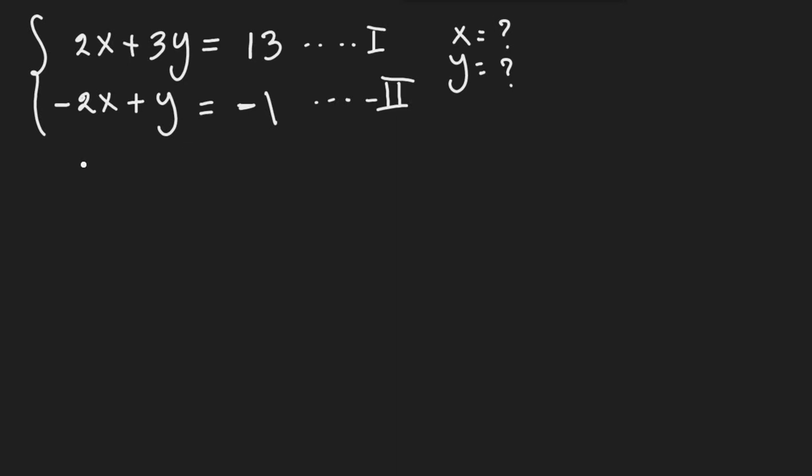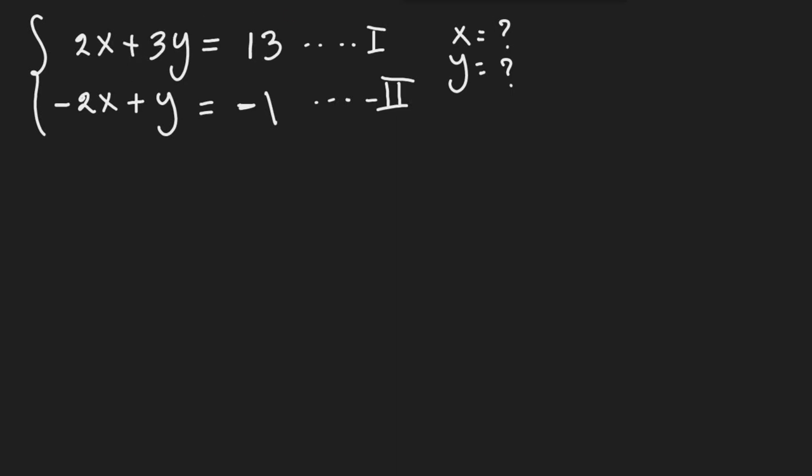These kinds of questions have different methods to solve, but one of the methods is called elimination. In the elimination method, we have to eliminate x or y, like cancel one of them. How can we eliminate? First, we have to choose the x or y which is equal in both equations.